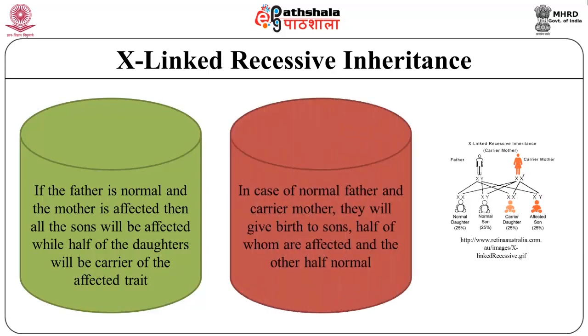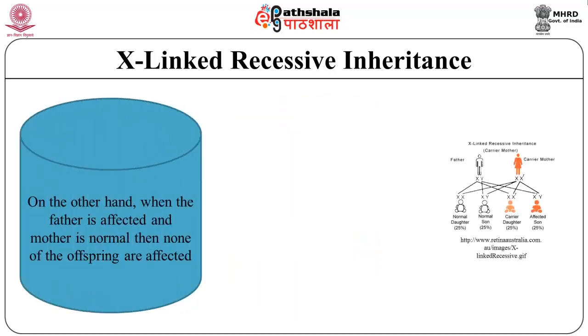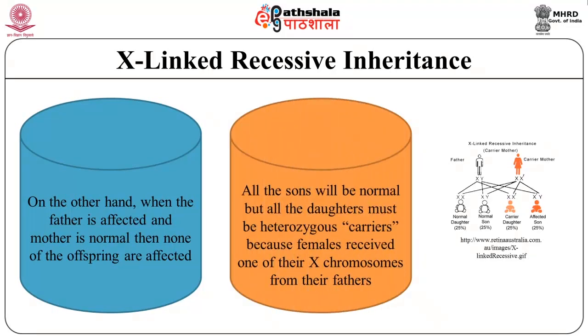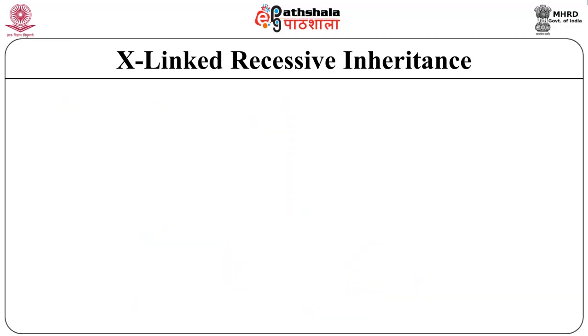In case of a normal father and carrier mother, they will give birth to sons, half of whom are affected and the other half normal. On the other hand, when the father is affected and the mother is normal, then none of the offspring are affected. All the sons will be normal, but all the daughters must be heterozygous carriers because females receive one of their X chromosomes from their fathers.